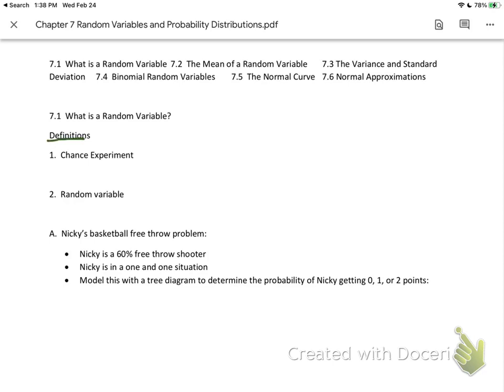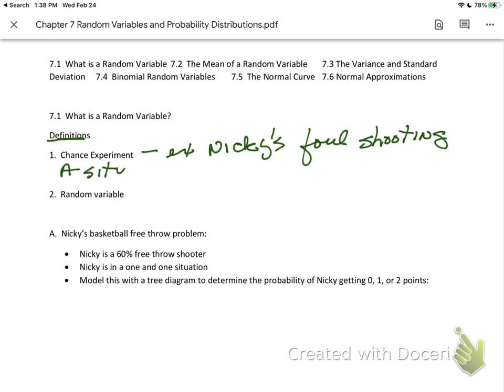So a chance experiment, the example is going to be Nikki's foul shooting. Okay, that's the example of a chance experiment. And by definition, it's a situation with more than one outcome. Okay, so she can either make the shot or miss the shot. So she has two outcomes.